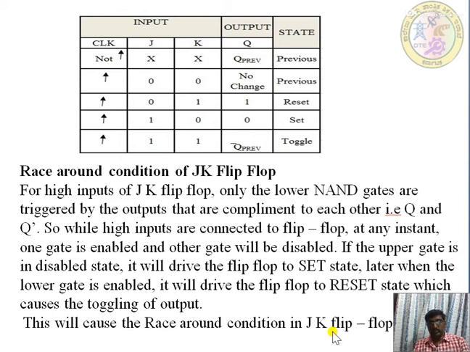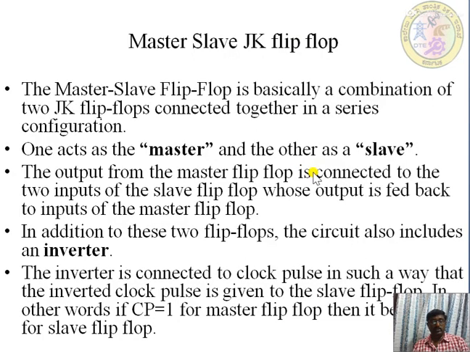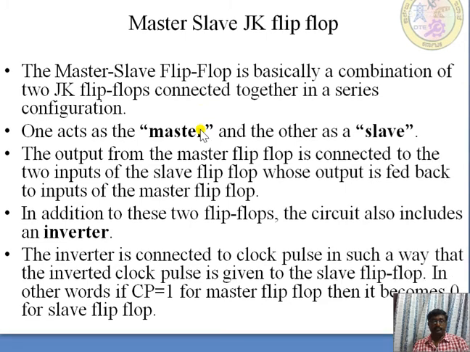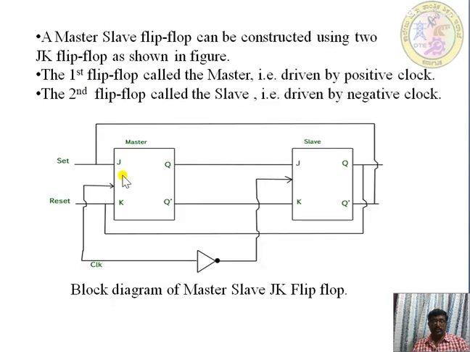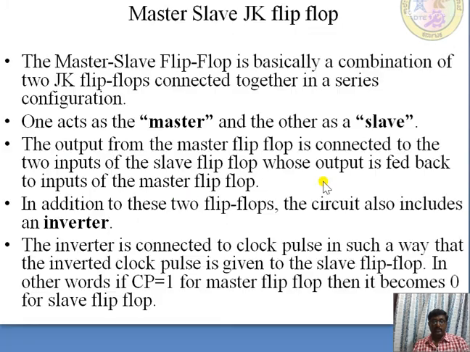Okay, so to avoid this, we will be using the master slave flip flop. To avoid the race around condition, we will be going for this master slave JK flip flop. Master slave flip flop is basically a combination of two JK flip flops connected together in series configuration. See, two JK flip-flops connected in series.